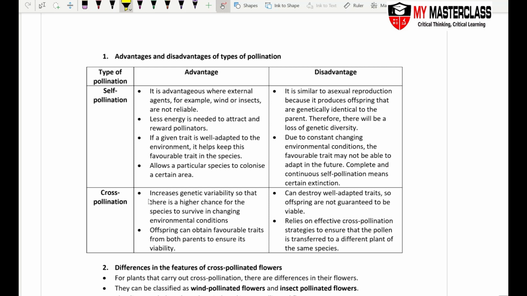Cross-pollination increases genetic variation, which gives them more adaptability. But during fertilization, some advantageous traits can be lost, because it's not guaranteed that all the good traits will be passed on to the next generation. And you have to rely on effective cross-pollination, so animals, the insect population, and wind all play a role.